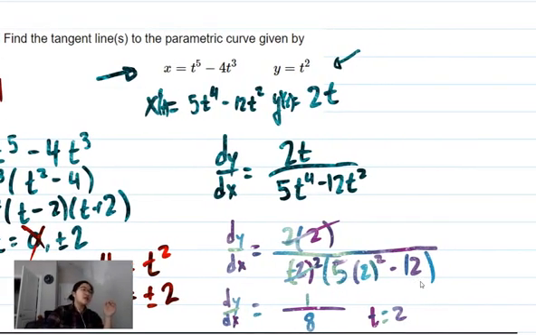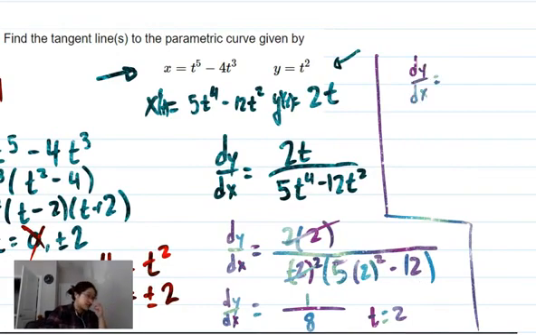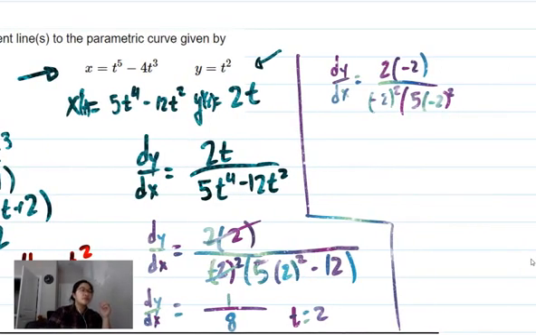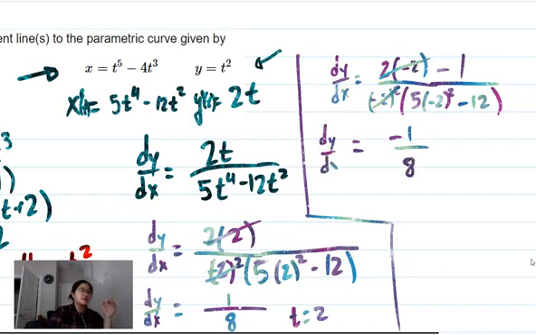And then let's try t equals negative 2. So then we have dy/dx is 2 times negative 2 over negative 2 squared times 5 times negative 2 squared minus 12. So then that cancels with that, but we get a negative 1 in our numerator, and so we get negative 1 over 8, negative 1/8 as dy/dx right there.